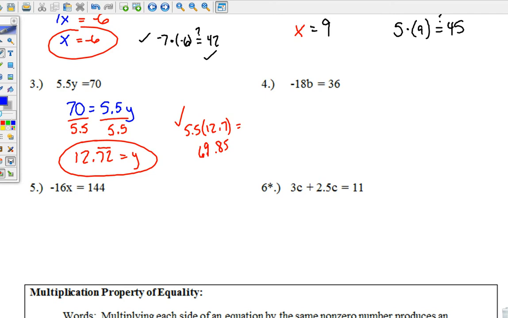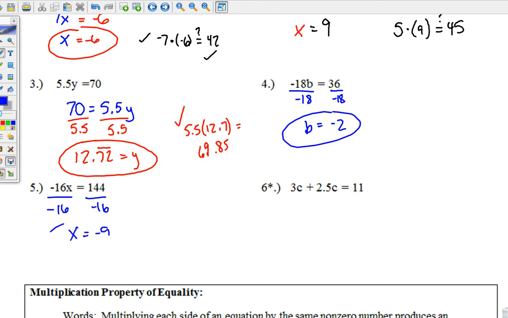Push pause, give them a try. All right, here's the steps for 4. We do need to divide by -18. That gives us the 1b that we want. And that ends up being -2. Here we'll divide by -16. And we get -9.